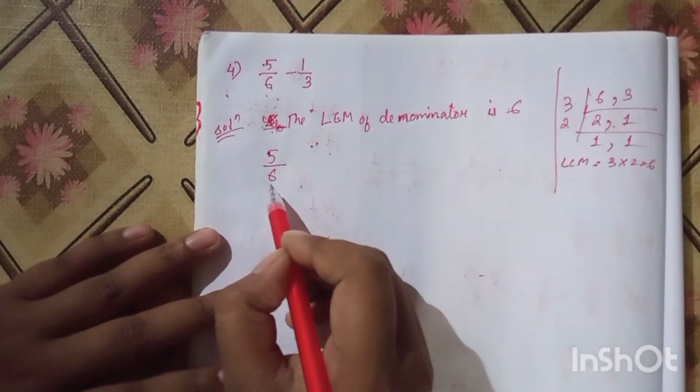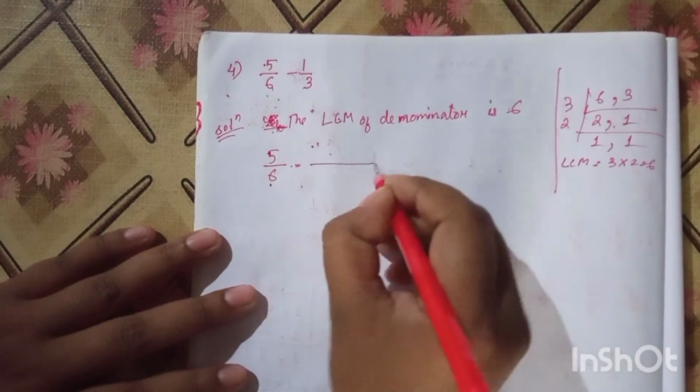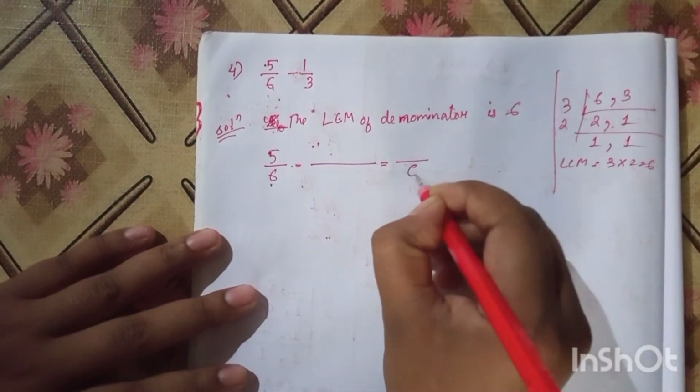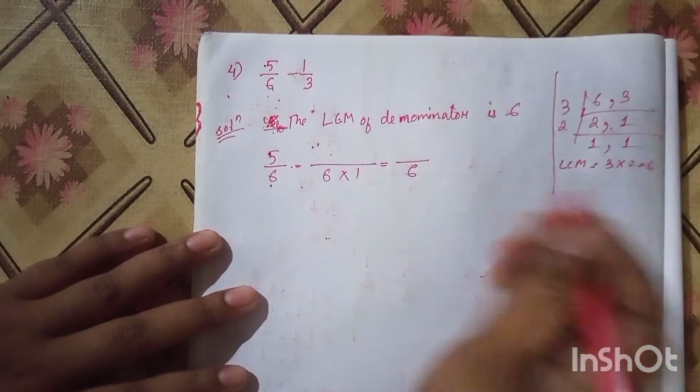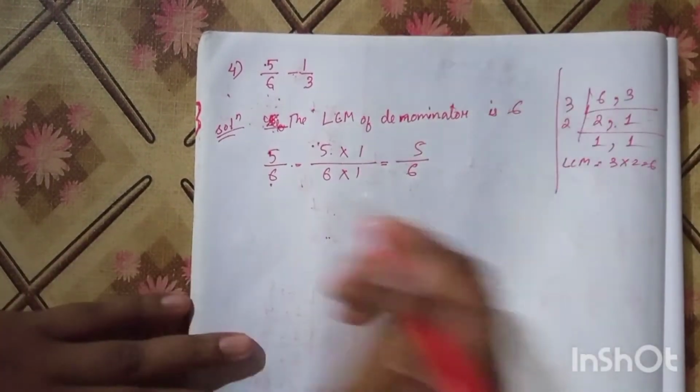The denominator is already 6 here. So actually we need not find out anything like that. But let us see, 6 ones are 6, 5 ones are 5. It will remain the same. No need to find out.